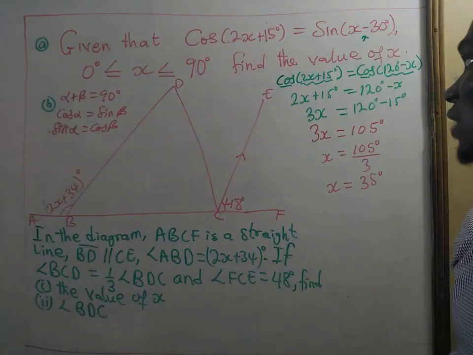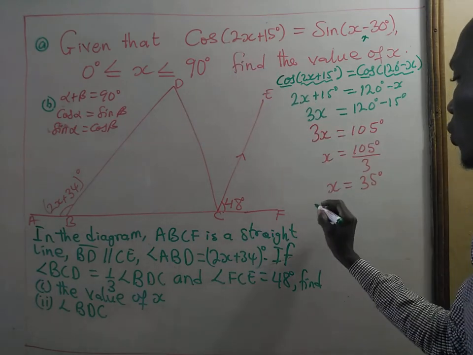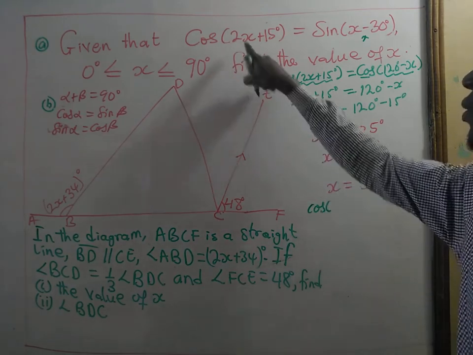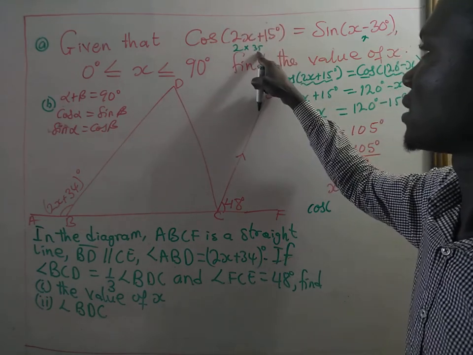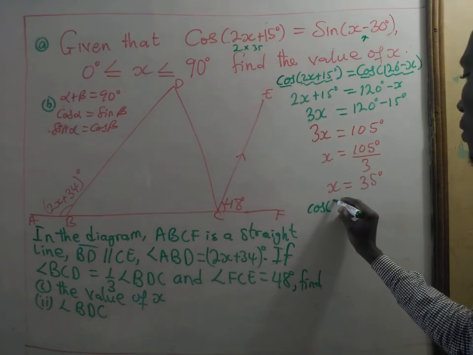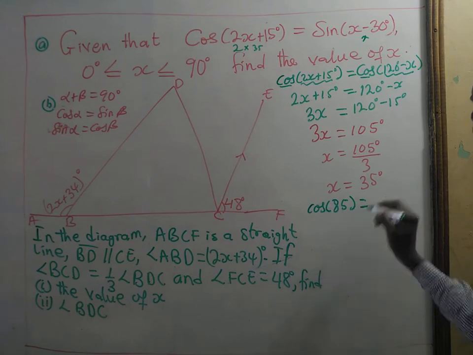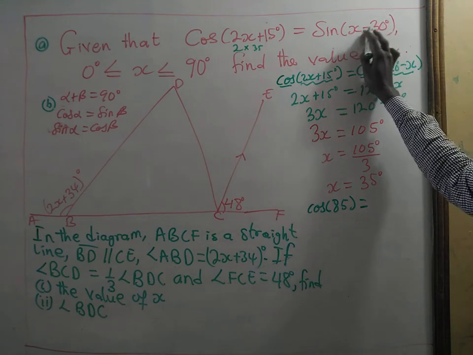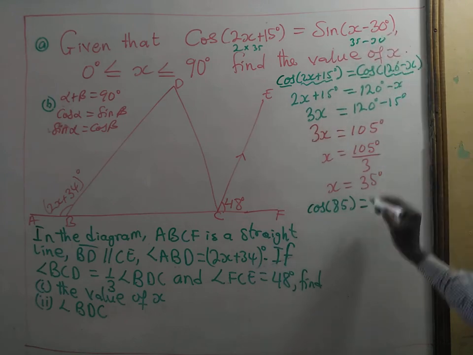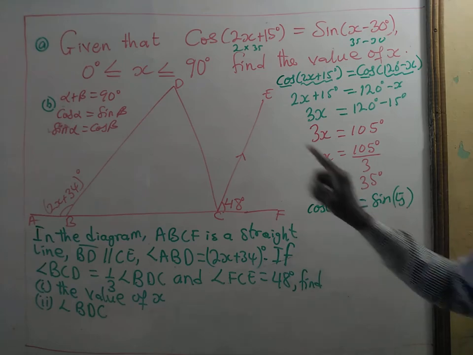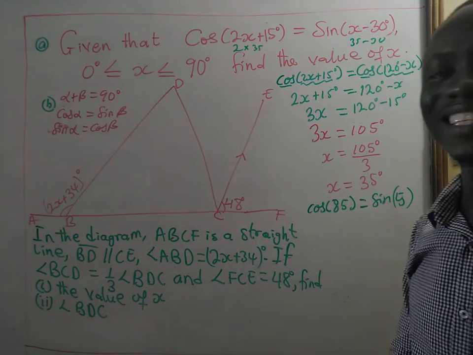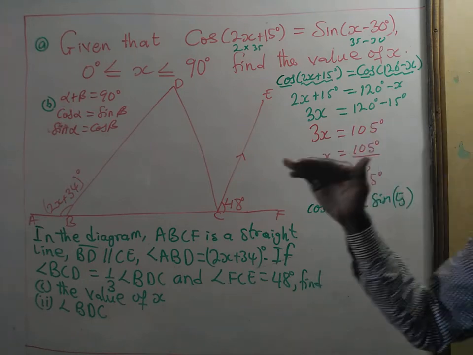Now, let's check if our solution is correct. We are going to have cosine of 2x, that is 2 times 35, that will give us 70 plus 15, 85. So you have cosine of 85 equal to, here we take 35 minus 30, and that is 5. So sine of 5. And you see that we are there. Cosine of 85 is equal to sine of 5, because 5 plus 85 will give me 90 degrees. Perfect. Now, this is one way. Let's check the other way.